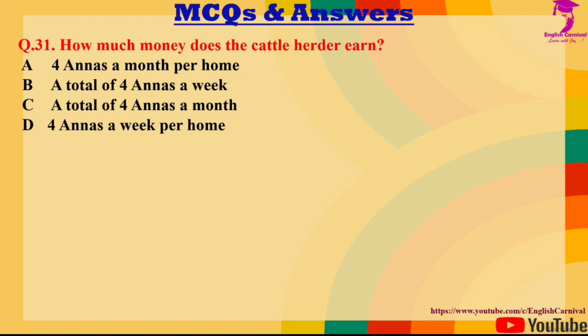Question number 31 we have, how much money does the cattle herder earn? Options are A. 4 annas a month per home, B. a total of 4 annas a week, C. a total of 4 annas a month, and D. 4 annas a week per home. Correct answer is C, a total of 4 annas a month.